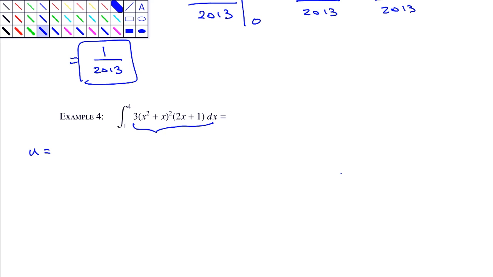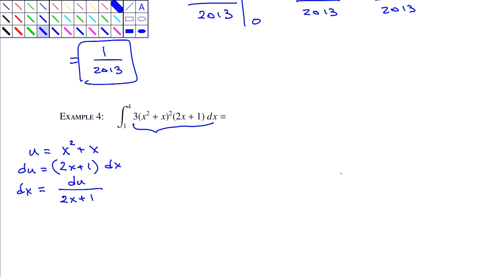So what do you want u to be? Somebody? x squared plus x. That's right. x squared plus x. So what is du? 2x plus 1 times dx. Solve for dx. That would be du over 2x plus 1.